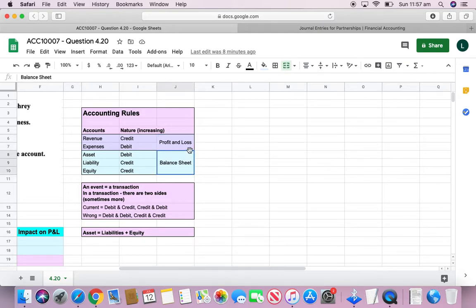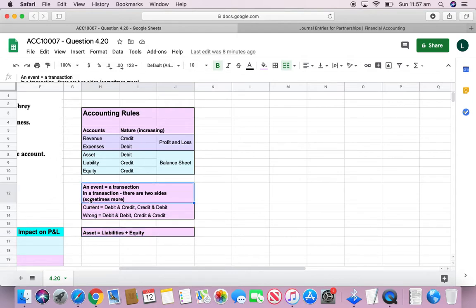What I've done down the side here is split up what accounts are in the P&L and what accounts are in the balance sheet. So your P&L is just revenue and expenses. Your balance sheet is assets, liabilities, and equity. The formula down here, very important for the balance sheet, is assets equal liability plus equity. This is a great way to reconcile your balance sheet. They should equal on both sides.